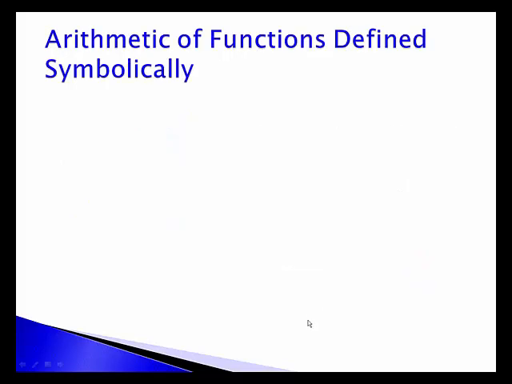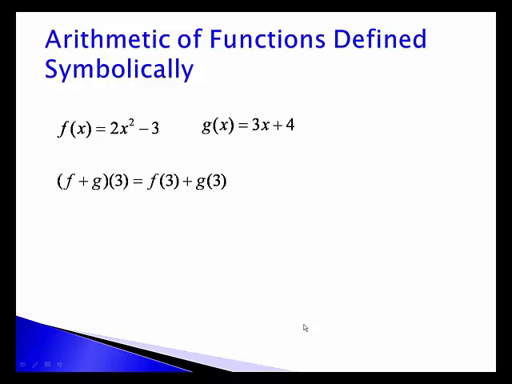Now we're going to do that same thing, but this time we're going to use functions that are defined symbolically. So let me give you our two functions. f of x is equal to 2x squared minus 3, and g of x is equal to 3x plus 4. What we want to do this time is find f plus g of 3. Well, once again, you know that we have the right to break this apart into two pieces.